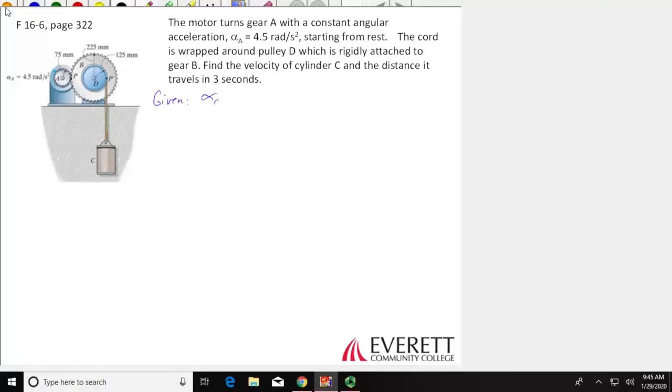Alpha A equals 4.5 radians per second squared, starting from rest. The cord is wrapped around pulley D, which is rigidly attached to gear B. Find the velocity of cylinder C and the distance it travels in 3 seconds.